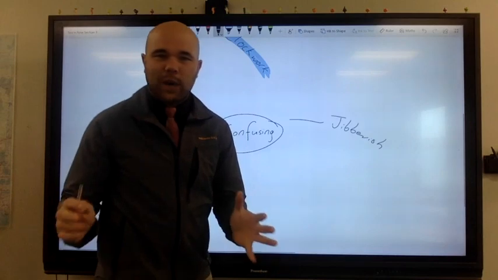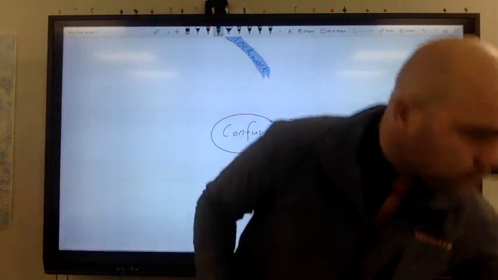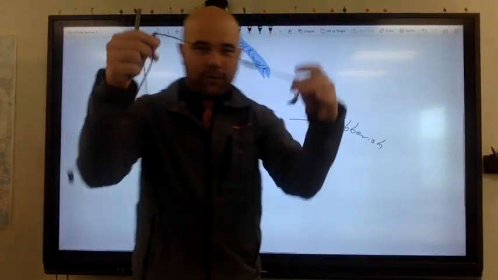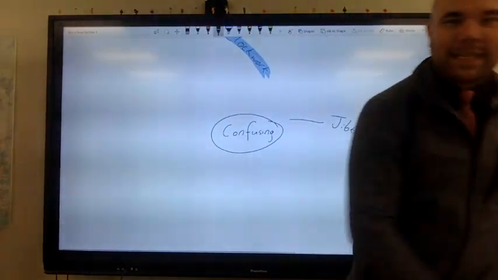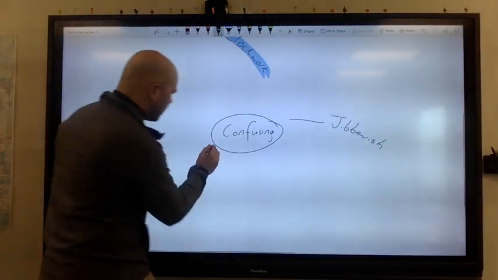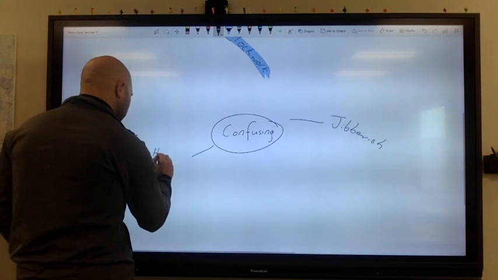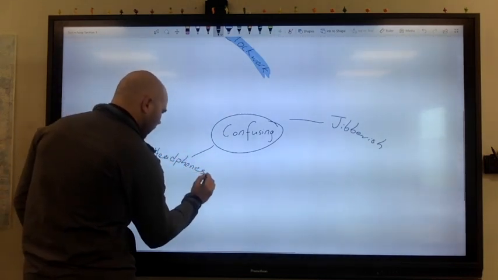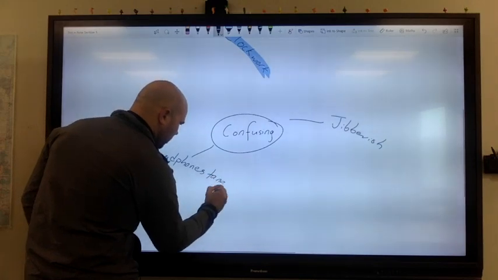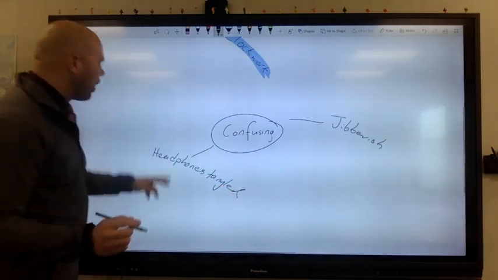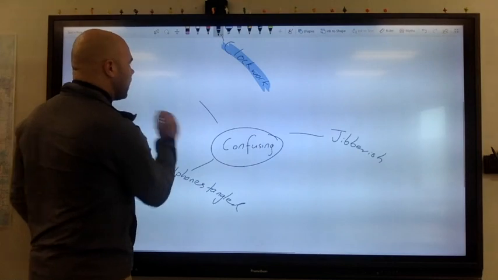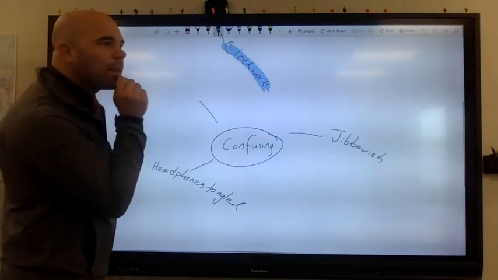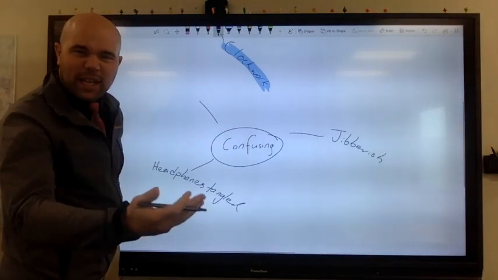Have you ever been in a situation where you've got your iPod or your iPhone headphones and they're all tangled and messy at the bottom of your bag? That's confusing. I could say headphones tangled. I could say it's confusing like when the power goes out and you're fumbling around your house and that's really confusing.